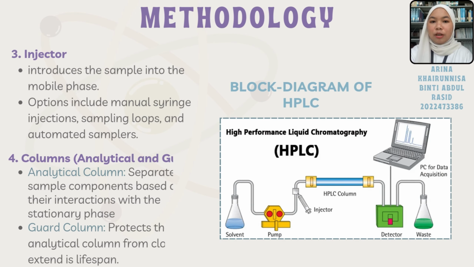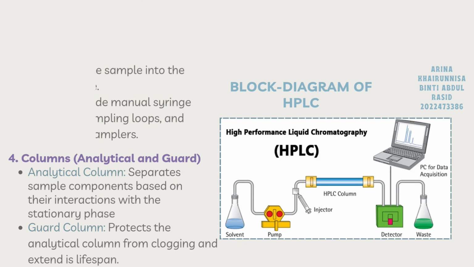Third, injector introduces the sample into the mobile phase. Options included are manual syringe injections, sampling loops, and automated samplers. Fourth is column, which consists of analytical and guard. Analytical column separates sample components based on their interaction with stationary phases, while guard column protects the analytical column from clogging and extends its lifespan.